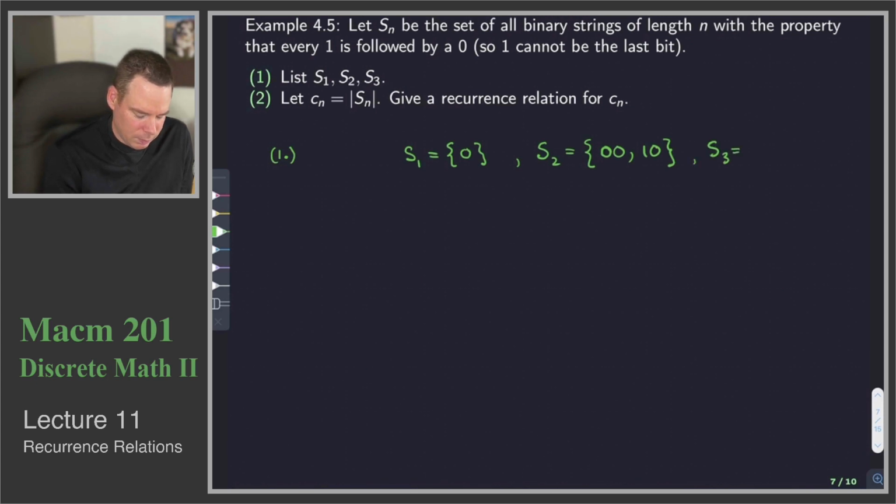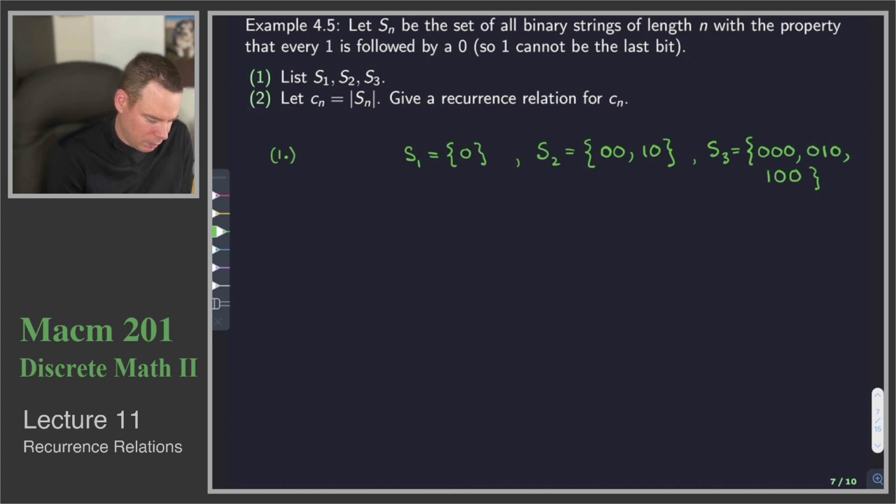What about S3? Well, again, it could start with a 0. The next term could be a 0, and then the last term has to be a 0. Or the next term could be a 1, but if it's a 1, then it is followed by a 0. And that exhausts all possibilities that start with a 0. What about if it started with a 1? Well, if it started with a 1, the next term would have to be a 0. And then the last term has to be a 0 as well, because we can't end in a 1. So there's all our strings of length 3.